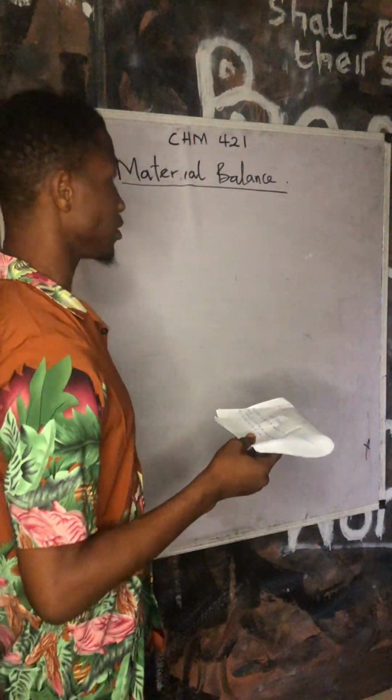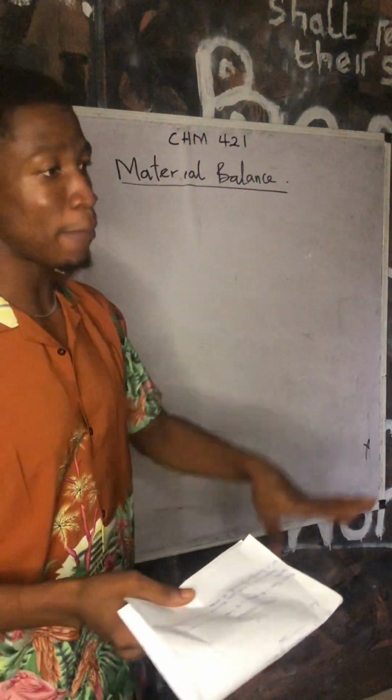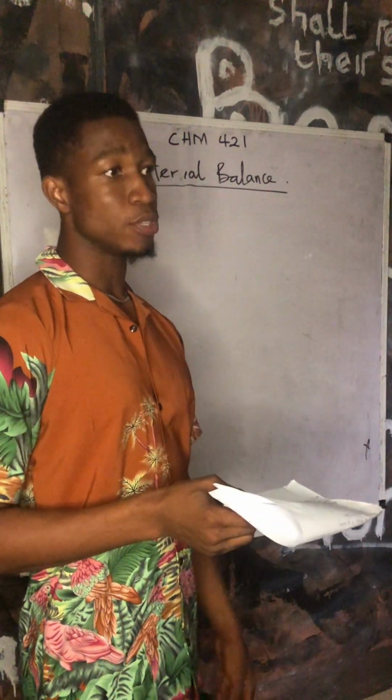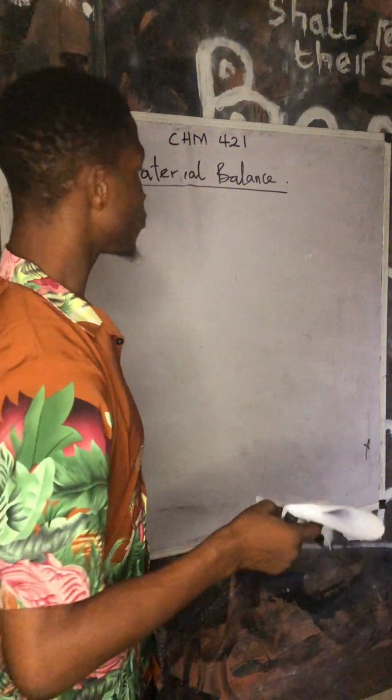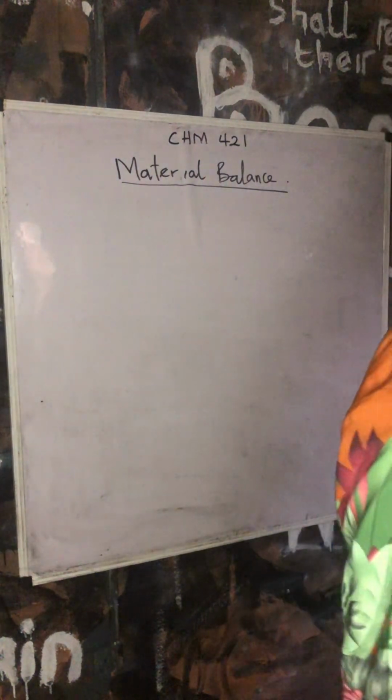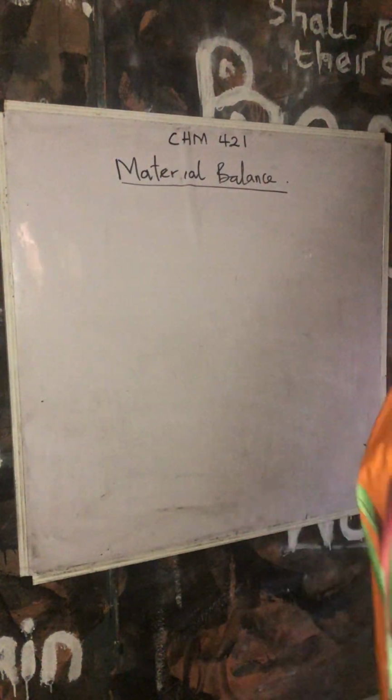So material balance here is an application. It's helping us apply that principle that we cannot actually create or destroy anything. We can only move it from one point to another or from one form to another. So let's look very much into material balance.